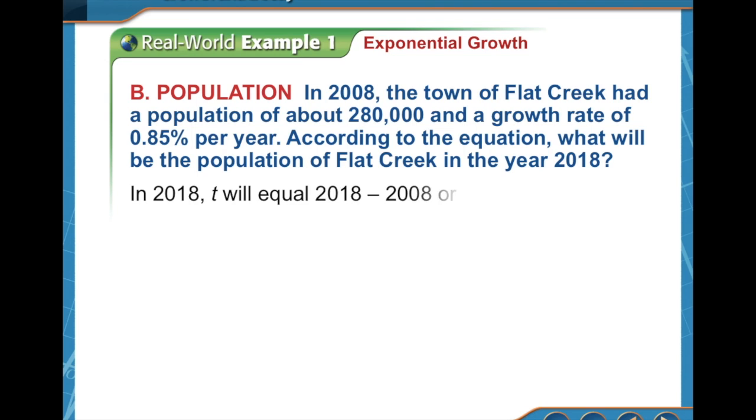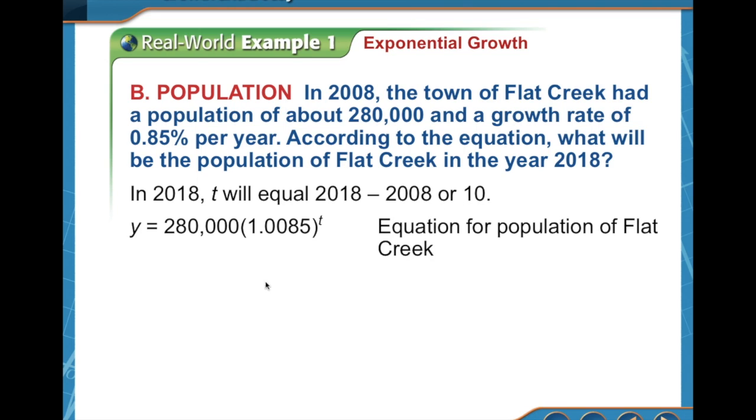So in 2008, we had our initial amount. If we're now in the year 2018, how many years went by from there to 2018? Well, that would be 10 years. Simple subtraction. So 10 years went by. We also already had this equation from part A. So now where we had that t exponent, we will put in a 10. Looks like that.